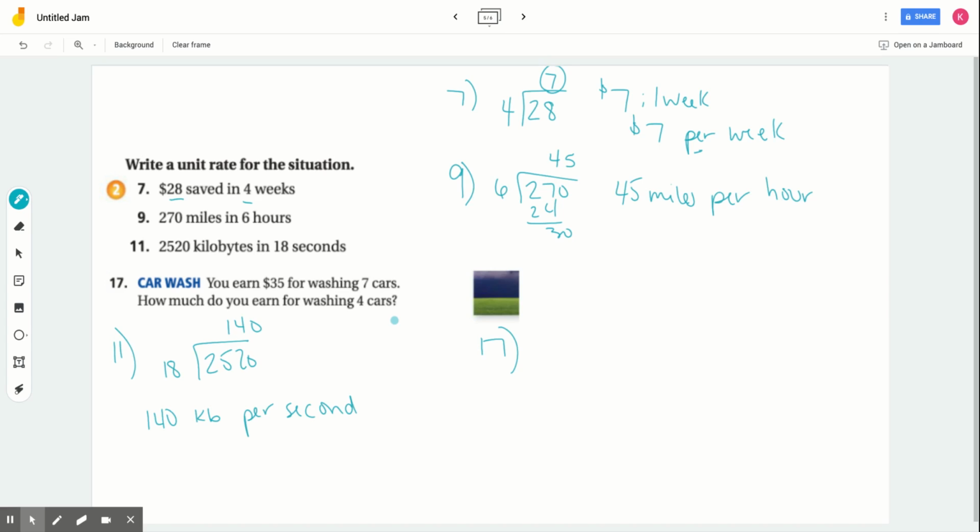So we could use a ratio table for this if we would like. Or we could say that we know $35 for 7 cars means that each car is $5. $5 per car times 4 cars would cost us a total of $20. So it would cost us $20 for washing 4 cars.